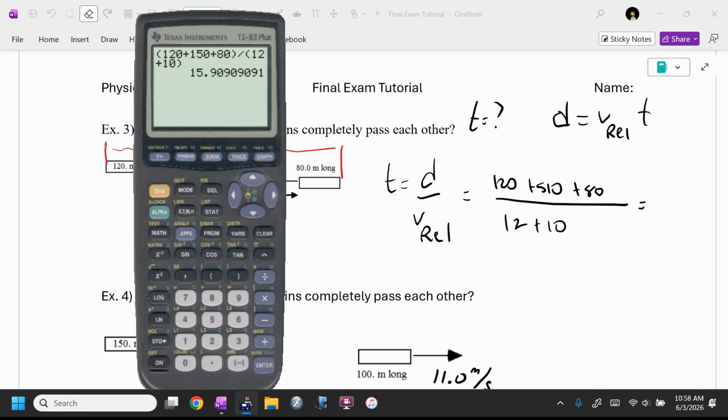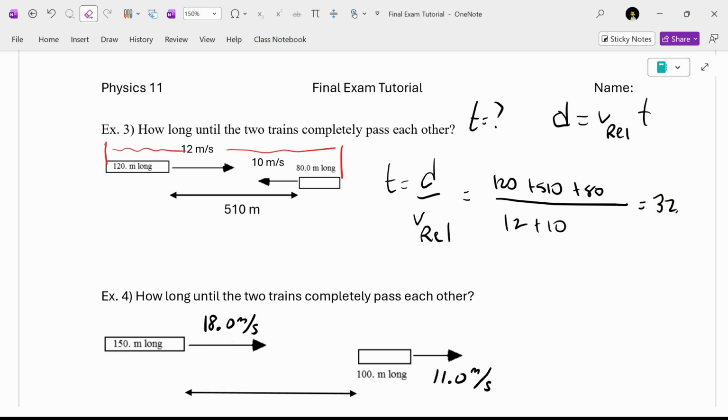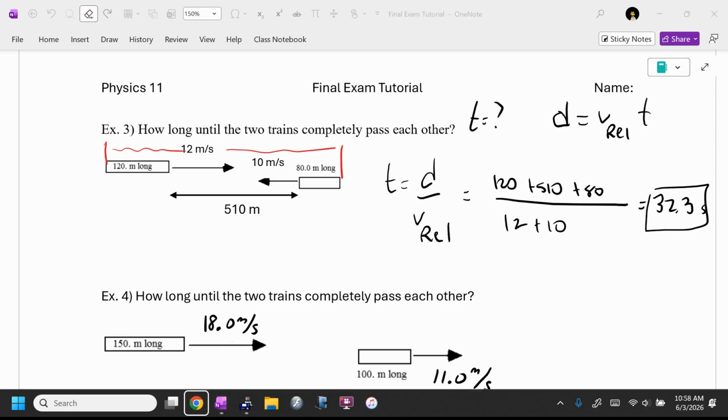Did you get 15.9, or did I type that in wrong? 510. You know what? I got the 5 and the 1 mixed up. There we go. Is it 32 point, and then the 2 sevens repeat, 32.3 seconds? Okay. Don't clear your calculator. Hang on a second. Pause the YouTube lesson.